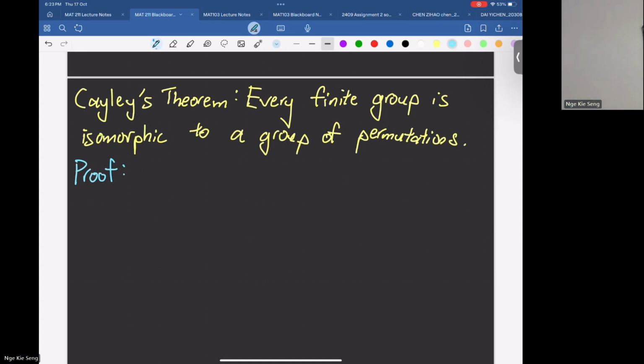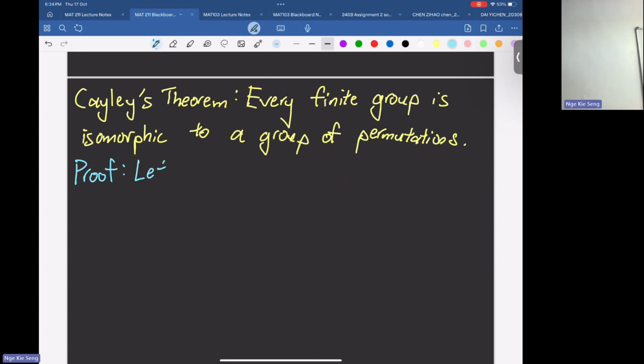You need to construct what? What do you need to construct if you want to show two groups are isomorphic? Isomorphism is what? A function. What kind of function? Bijective and group homomorphism. So first you need to construct a function.